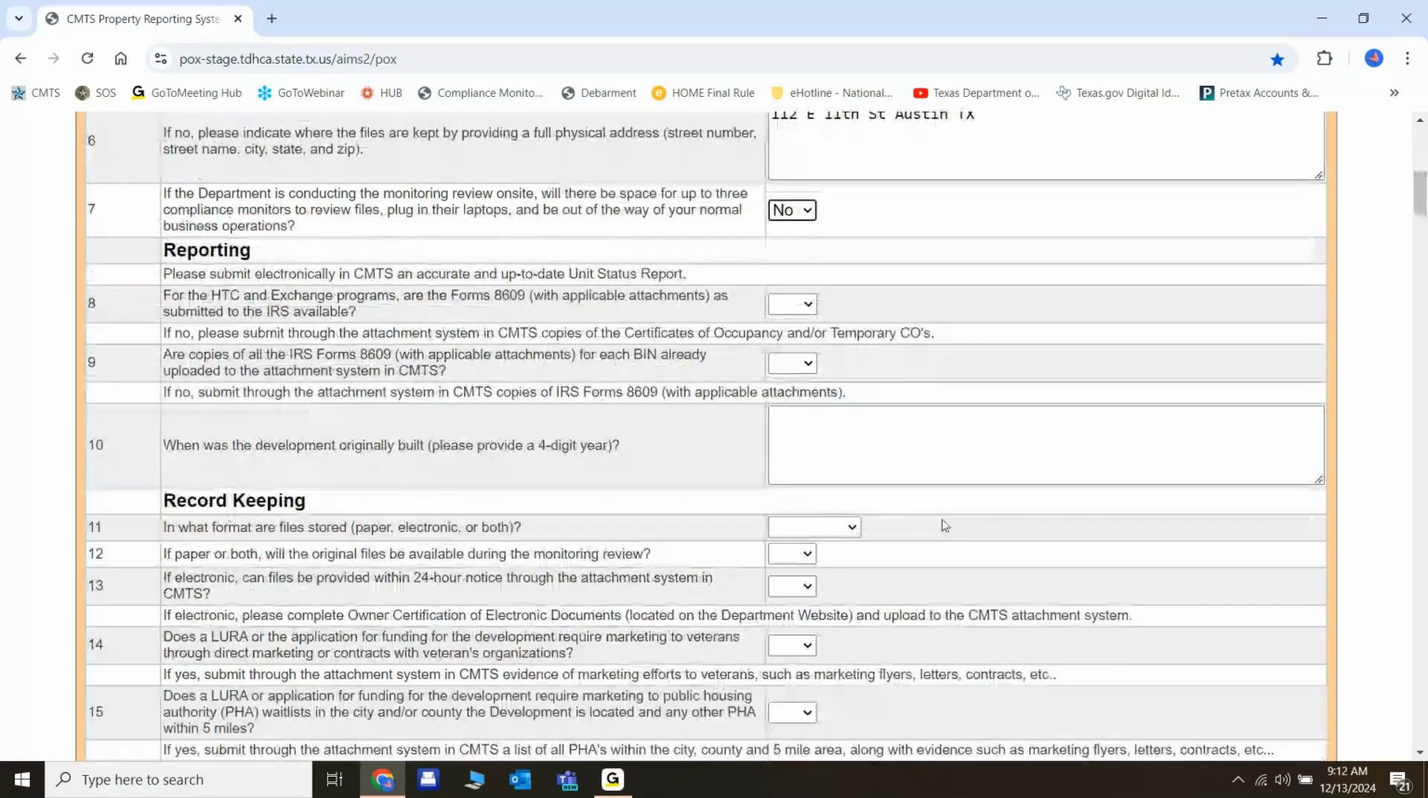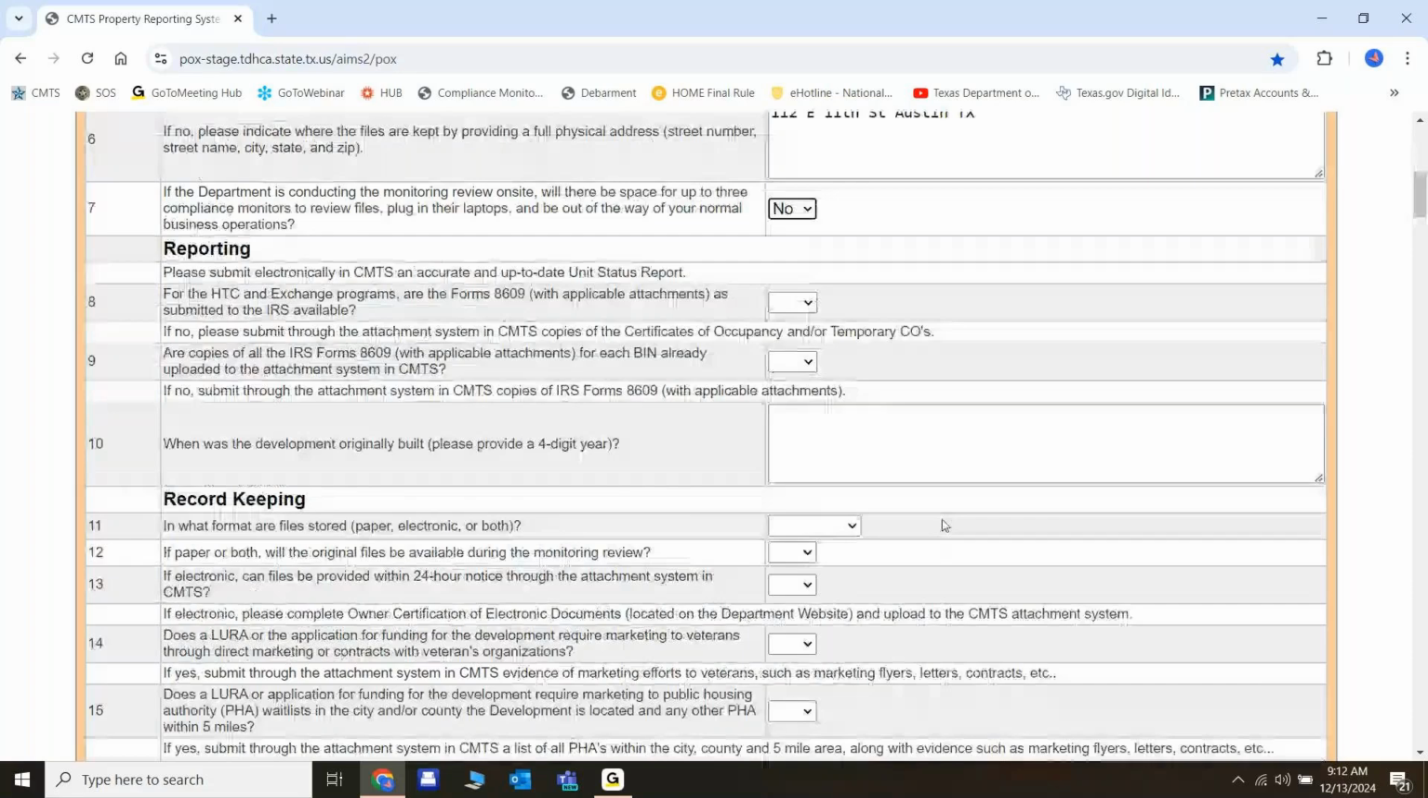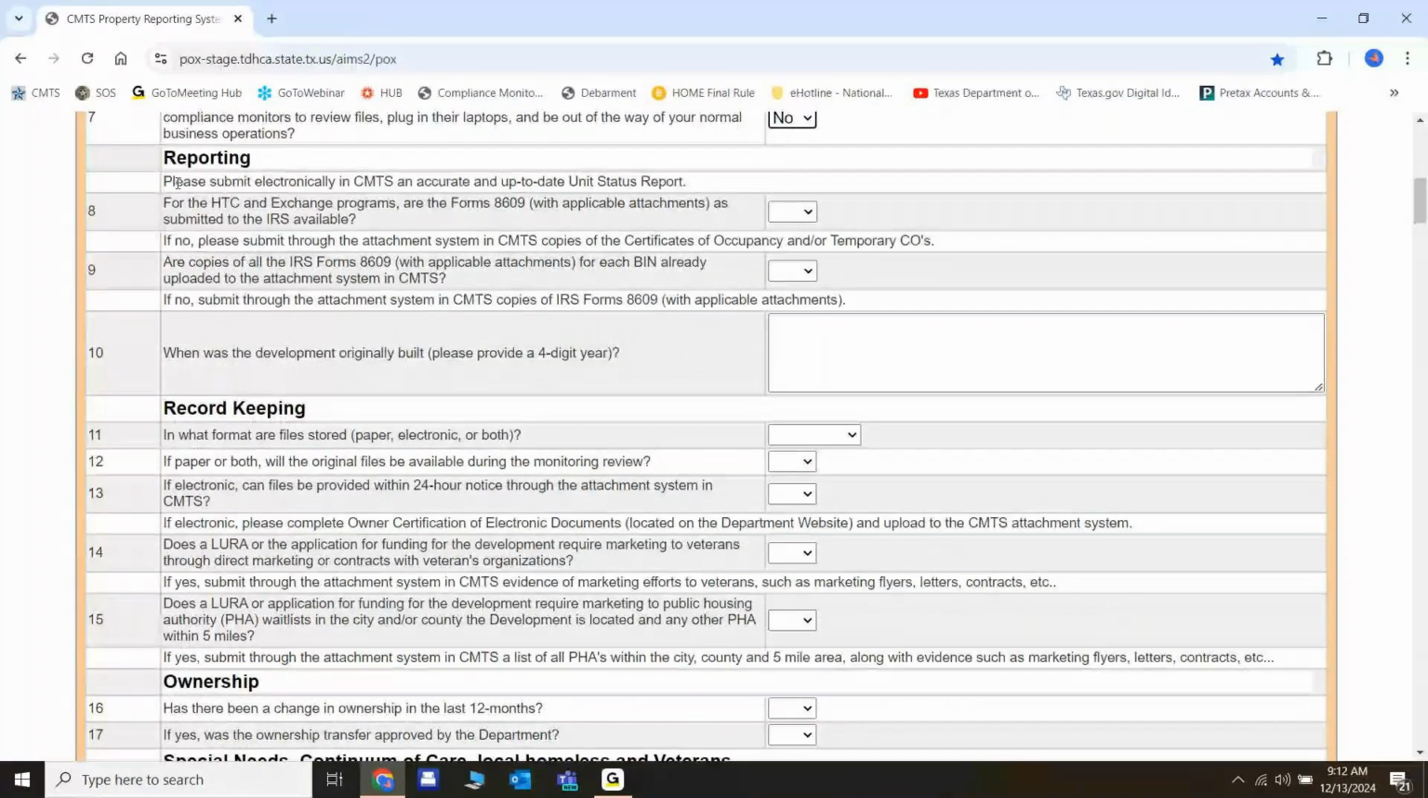Next, we'll talk about the next section, which is reporting. The first thing it tells you is, okay, stop right here. Make sure you have gone into CMTS. You have made sure your unit status report is up to date as of the date that you are doing this, or the date that the monitor indicated they wanted records through. For example, I'm going out on travel next week. I sent my notices out and I wanted an up to date unit status report as of November 31st.